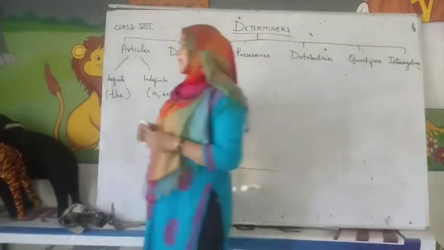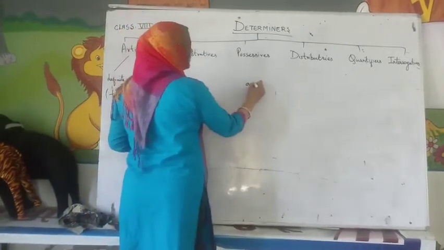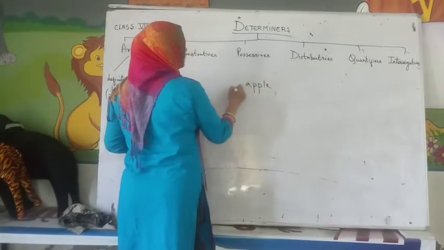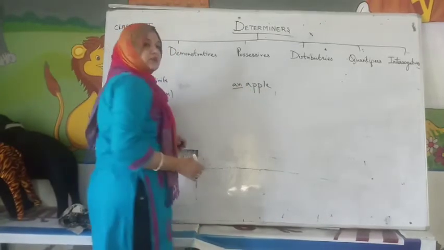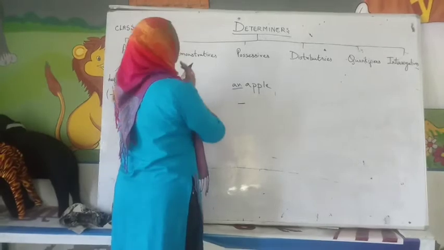There are so many examples, like apple. So, an apple. Now, what else?